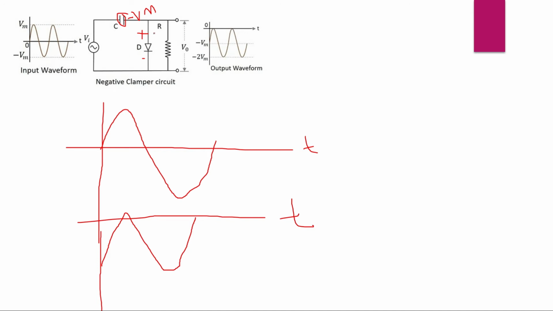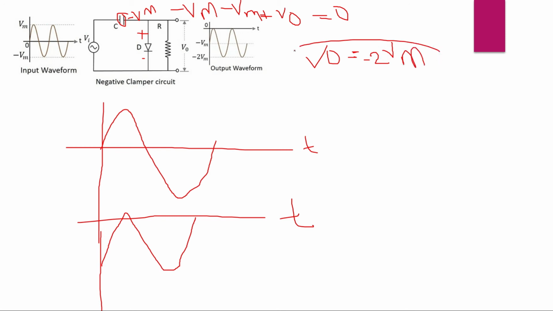In the next half cycle, the capacitor already has a voltage of minus Vm, and this voltage is added to the input Vm. So applying KCL, V naught plus the capacitor voltage minus the input equals 0, and V naught is equal to minus 2 Vm. In this way, we get an output that behaves like a negative clamper, shifting the entire waveform below the time axis.